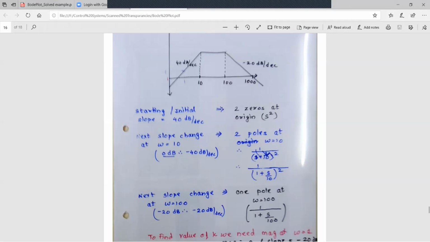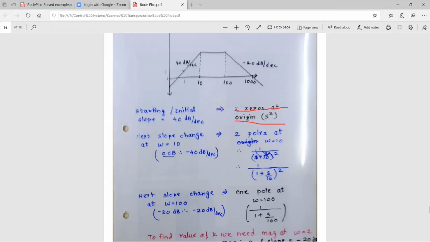The slope is positive. That means there must be zeros. If there are poles, then the slope would have been negative. But the slope is positive, so there are zeros. And how many zeros are there? One zero would contribute 20 dB per decade. So there must be 2 zeros, because the actual slope is plus 40 dB per decade, right? So there are 2 zeros at the origin. That is written also here. 2 zeros at origin. So s squared is the term in the numerator.